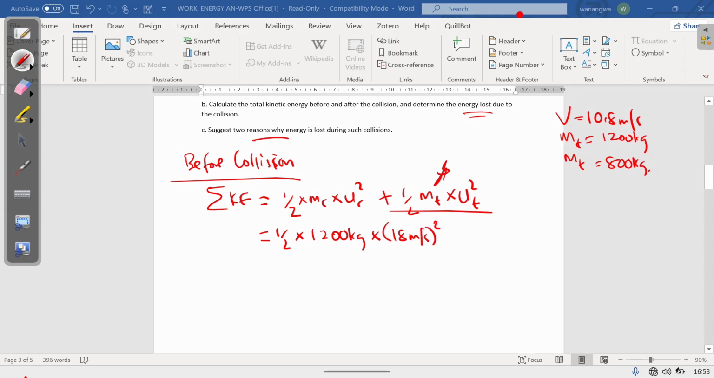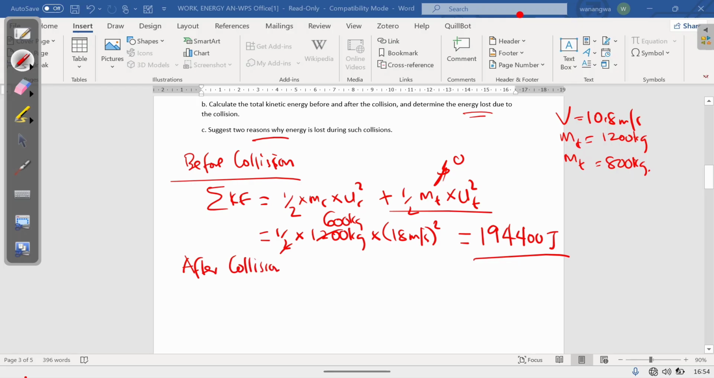This becomes 0 because the initial velocity of the trailer was 0. So from there, half times 1,200 gives us 600 kgs. So we do 18 to the power 2, multiplied by 600, which gives us 194,400 joules. That's the initial kinetic energy.